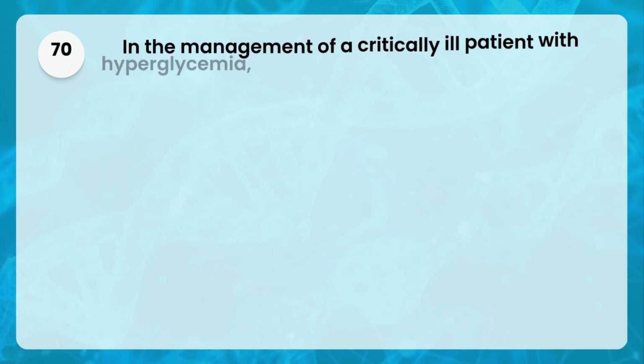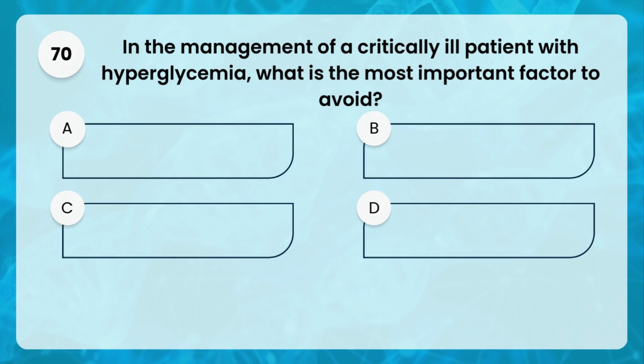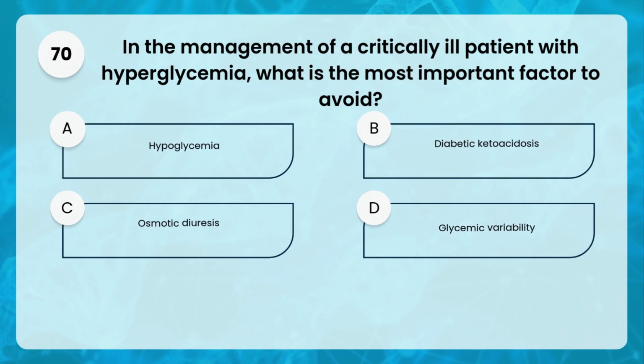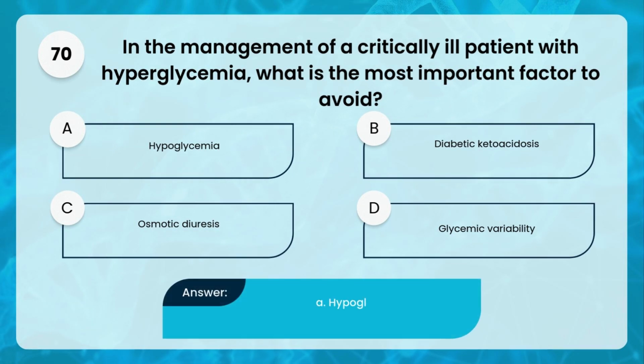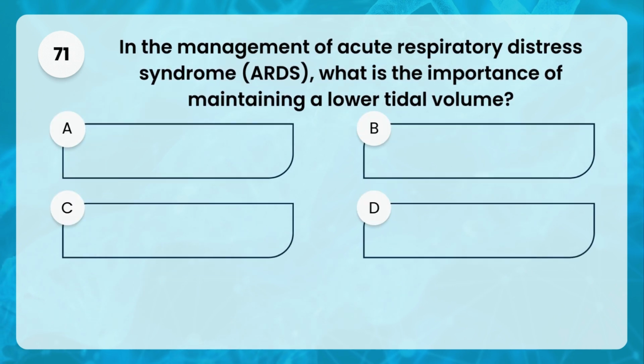Number 70. In the management of a critically ill patient with hyperglycemia, what is the most important factor to avoid? A. Hypoglycemia. B. Diabetic ketoacidosis. C. Osmotic diuresis. Or D. Glycemic variability. The answer is A. Hypoglycemia.